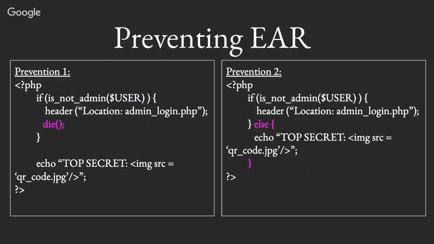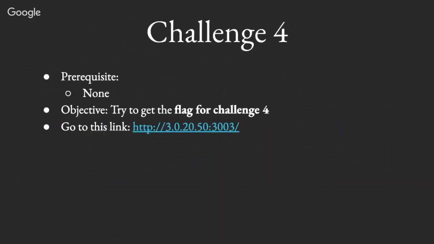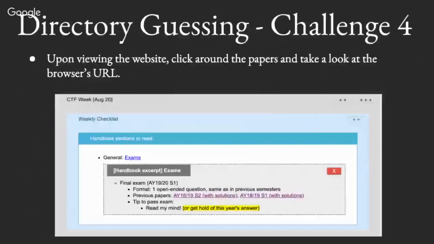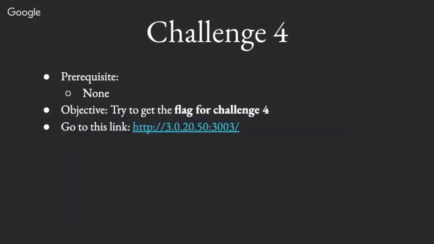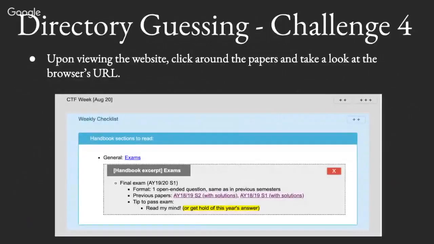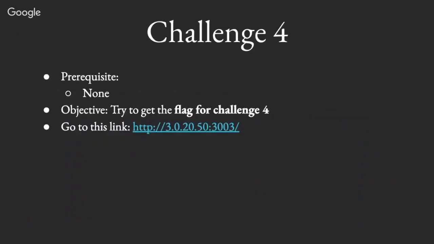So next, this is challenge 4. Y'all can try to get the flag. Challenge 4 is called directory guessing. There's actually no prerequisite, but to help you, try to look at the URL properly when you click on the separate links, and maybe you can get something. Okay, don't think sure. I'll give you another 10 minutes.